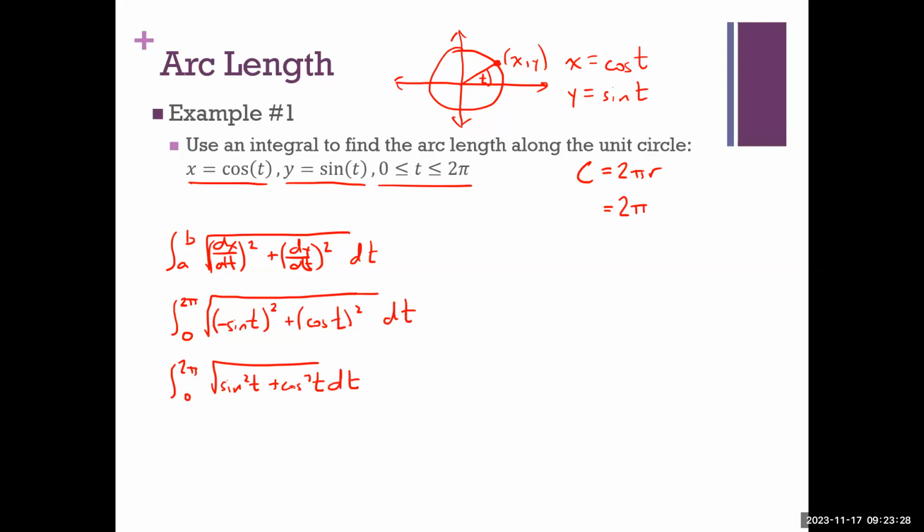Is that an integral we can do? What's that? So just 1. Yeah, so that's a Pythagorean identity. So this just comes out to be dt, or if you'd rather, 1 dt. What's the antiderivative of 1? T. Evaluated from 0 to 2 pi, I get 2 pi minus 0, which is exactly what we knew it was going to be.